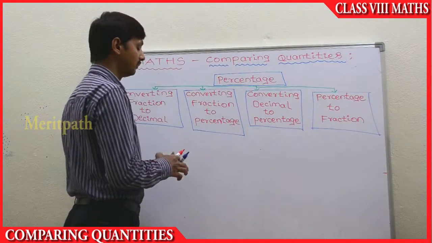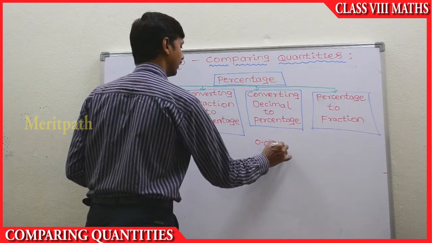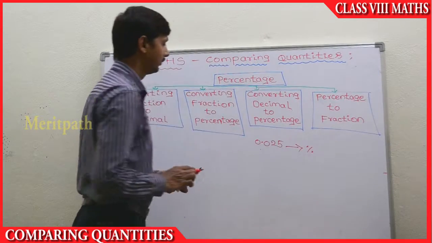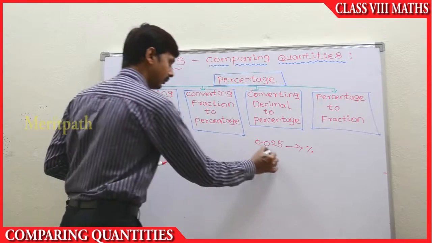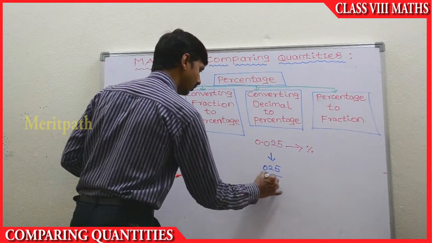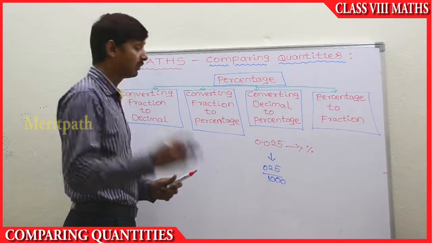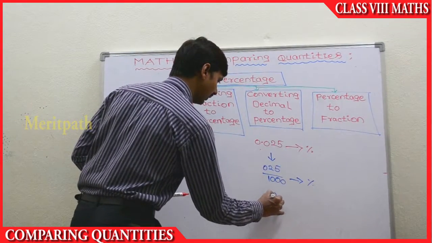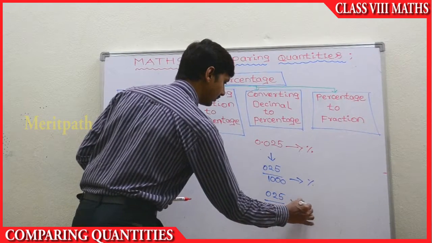Converting a decimal to a percentage: the decimal 0.025, we need to change it to a percent. As we have learned just before, we need to change this to the fraction first. So 025 divided by 1000, because after the decimal point we have 3 decimal places. Then we need to change it to the percentage, so 25 by 1000 into 100.